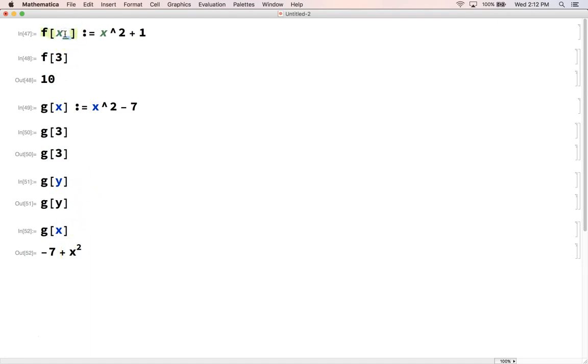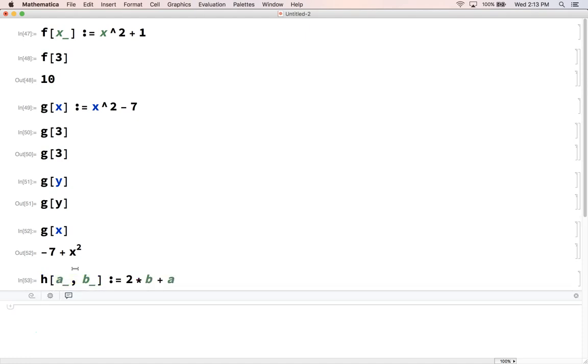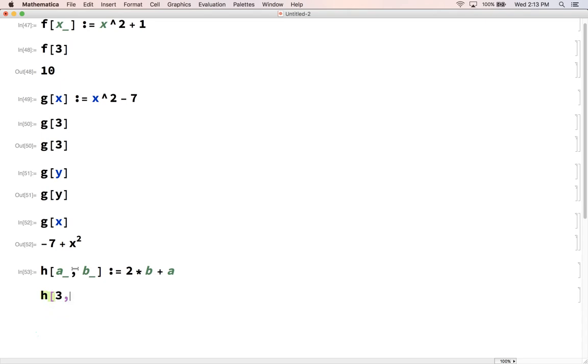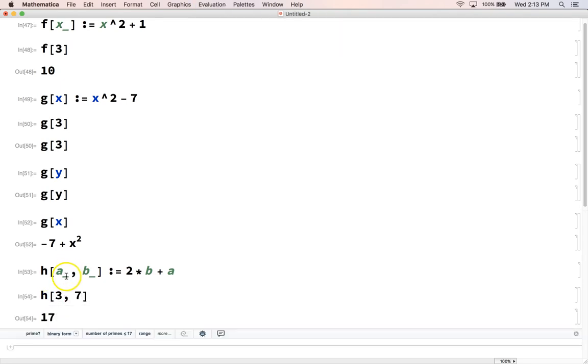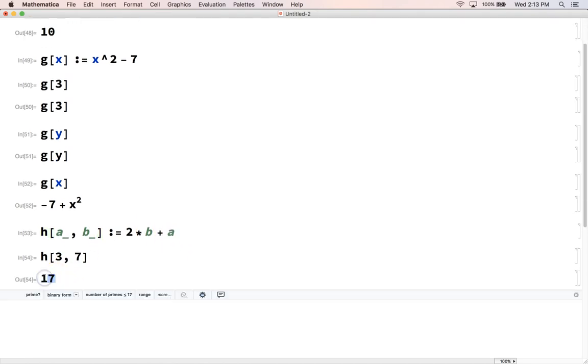And so what this little underline does is that's what's called a pattern inside of Mathematica. It says anything, call it x, and then anytime I write x on the right-hand side, that corresponds to this variable. So for example, let me do another one. Say I do h, and then how about a underscore b underscore, and then colon equals 2 times b plus a. So now if I do h 3, 7 and evaluate it, it's like saying 3 is the a, 7 is the b, so it does 2 times 7 plus 3. So 2 times 7 is 14, plus 3 is 17, and that's where this comes from.